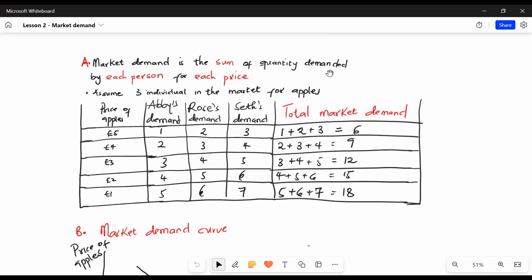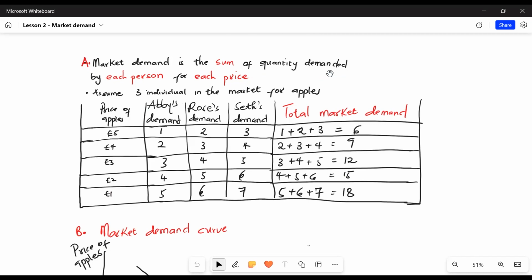Welcome back. Our previous lesson was on the individual demand and the demand curve. Today we'll be tackling market demand. When we say market demand, it is the sum of quantity demanded by each person for each price. So in a market of about 20,000 people, market demand is the sum of each person's demand at each price.